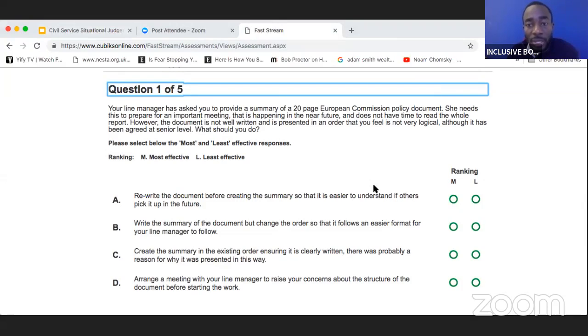I mean, it's been written already. You don't know why it's been written that way. You've just been tasked to write a summary. So taking option A would go against what has been set in the first place. So that is not effective.